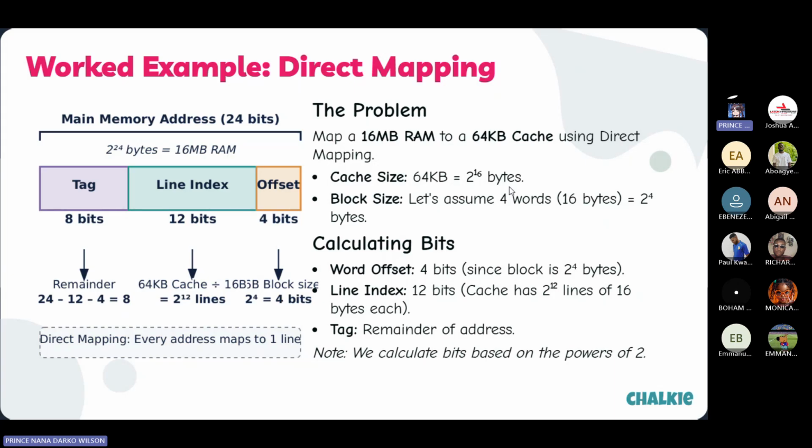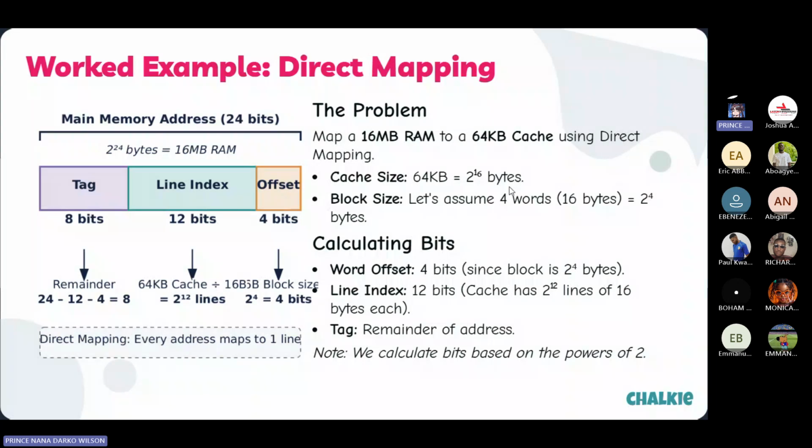After doing that, we calculate using the formulas we know. So we'll do some questions again. Yes, I know last week, because of the on and off, it was a little hard to follow. With this one, the RAM size is 16 megabytes. The cache size, on the other hand, is 64 kilobytes, converted to bytes. We need a block size, but for this question it was not given. So we assume that the block size is 4 words, which means 16 bytes, and that is equivalent to 2 to the power 4. And then we calculate the bits.